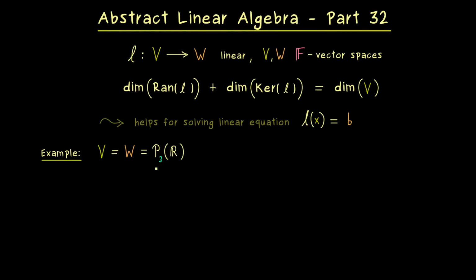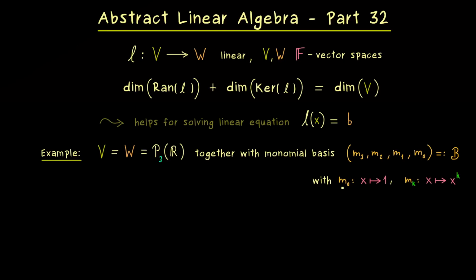So let's take the four-dimensional space P3 of R. And as you know, we have a simple basis on this space, which we call the monomial basis. So as often, we can just call this basis B, and here you should see that we start with the monomial M3 and then we go to the constant M0. And the definition of the monomials is always the same. We have an index k, where k stands for the power of our variable x.